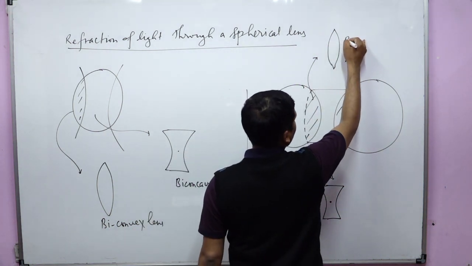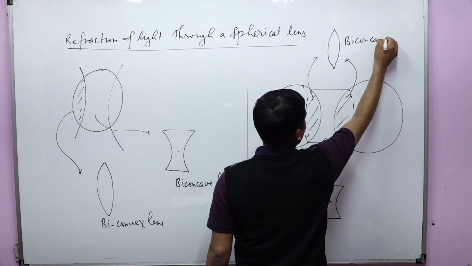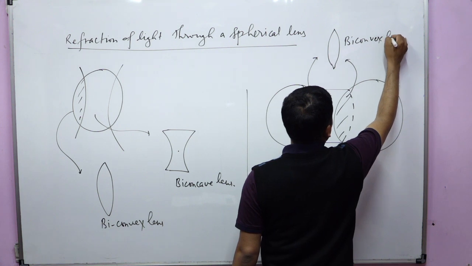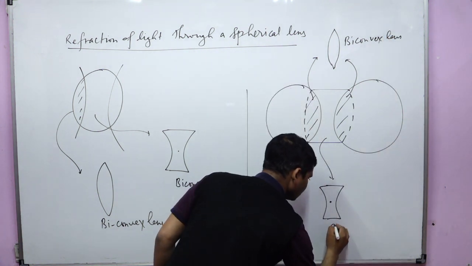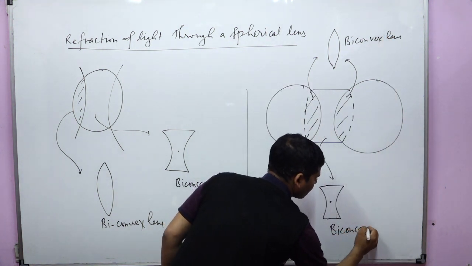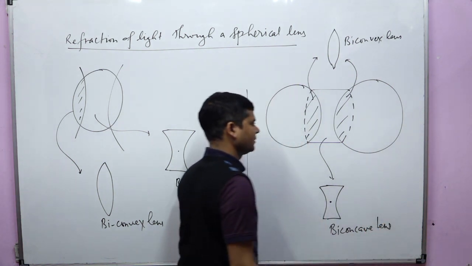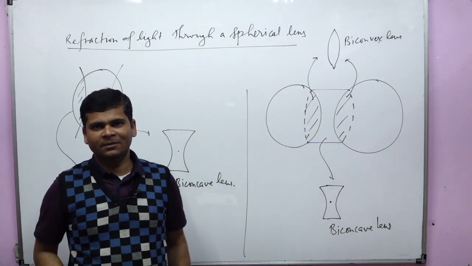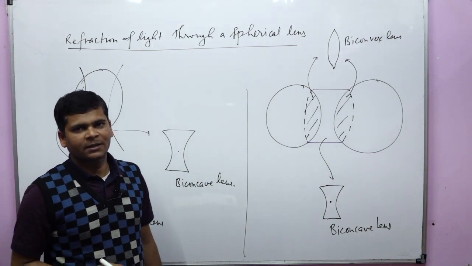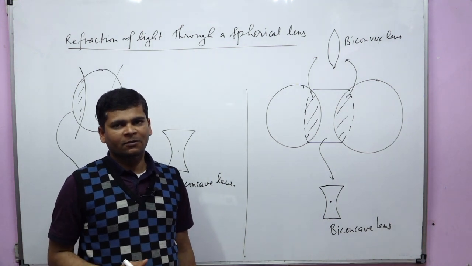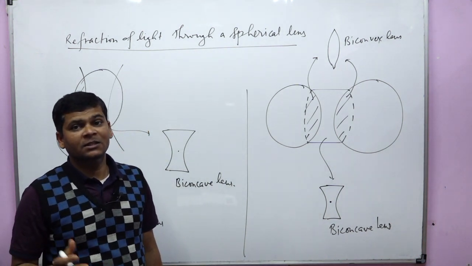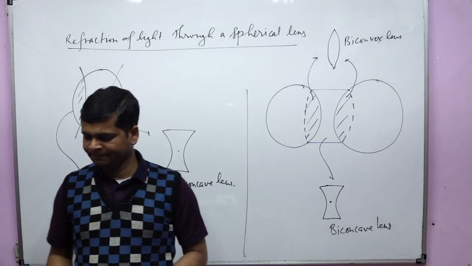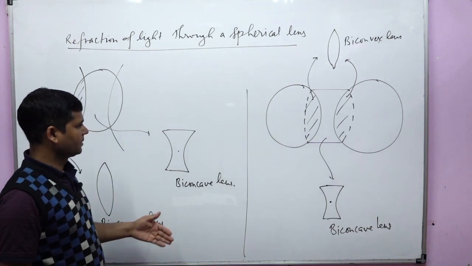So this one is biconvex, and this one is biconcave lens. So I hope you have got it. Since they are derived from spherical structures, we call them biconcave and biconvex, and in general we call them spherical lenses. Let us learn some of the important terms related to them.